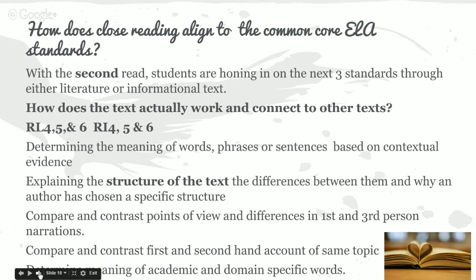With the second read, you're going to take it up to the next level, and students are going to hone in on the next 3 standards, which are 4, 5, and 6 for reading literature and informational reading both. Determining the meanings of words, phrases, or sentences. I know that word means whatever based on the information I got from the sentence around it. Explaining the structure of the text. Is it compare and contrast? What kind of structure is the text?